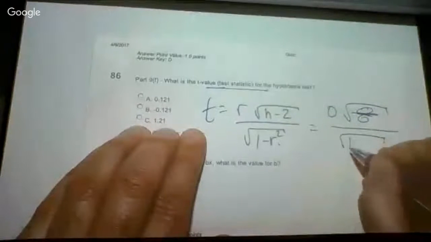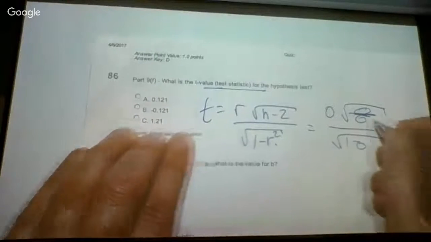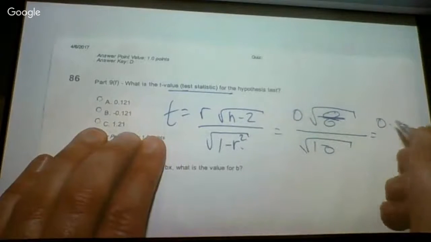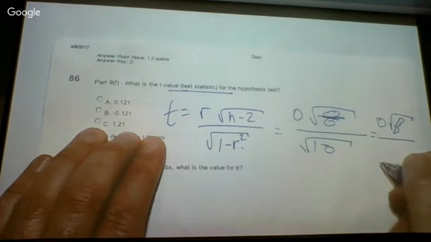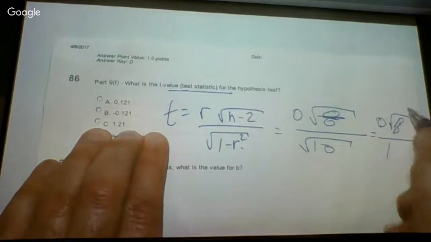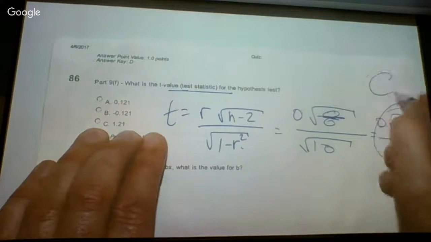Time to come up with the value for a test statistic here. T equals r times the square root of n minus 2 over the square root of 1 minus r squared. Granted, we end up with 0 times the square root of something, divided by the square root of 1 minus r squared, which is 0. So basically we get 0 times the square root of something. Doesn't matter. Over the square root of 1, which is 1. 0 times something over 1 should get us a test statistic of somewhere around 0.